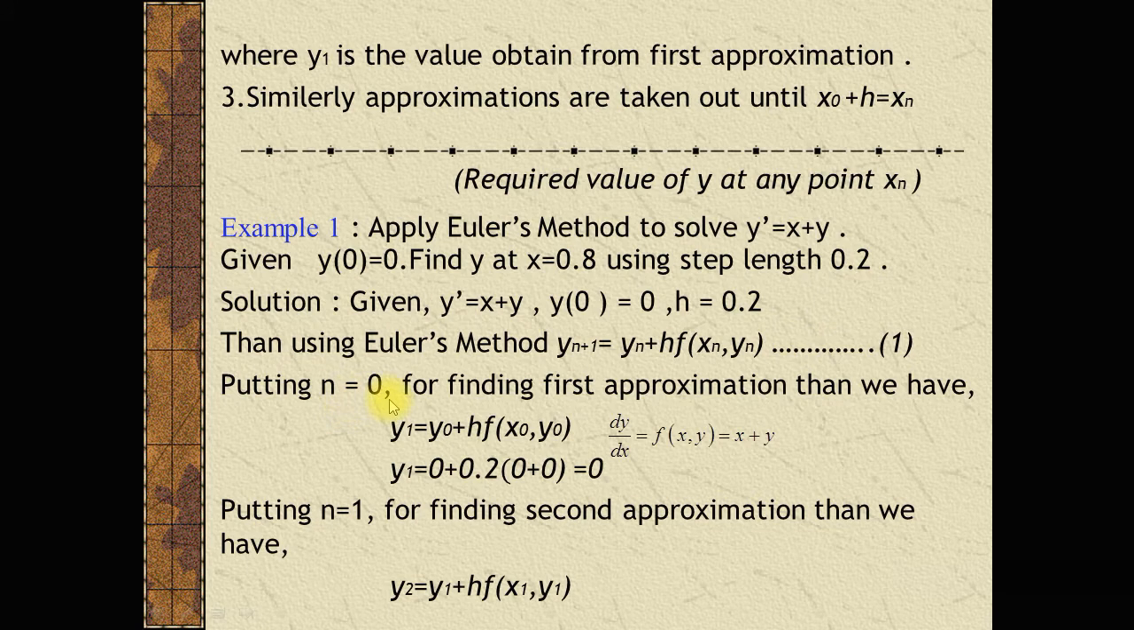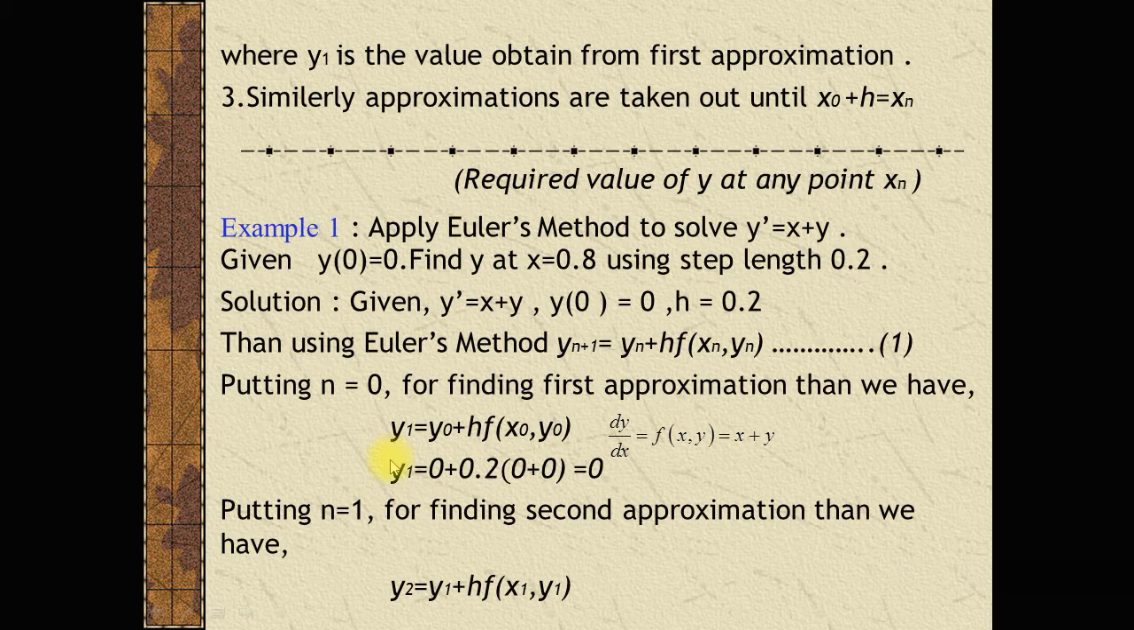Putting n is equal to 0, we obtain y1. This is the first approximate solution of the first order differential equation, which is equal to y0 plus h f at x0, y0. This is actually x0 plus y0, because dy by dx is equal to f of x, y, where the function f at x, y is given by x plus y. So now this is xn plus yn, but when we put n is equal to 0, this will be x0 plus y0. In the given initial condition, x0 is equal to 0 and y0 is also equal to 0.